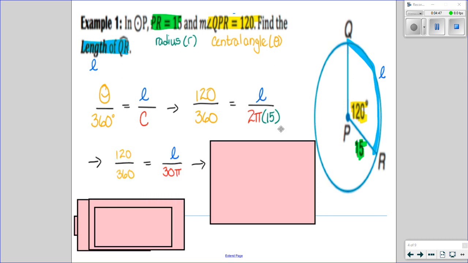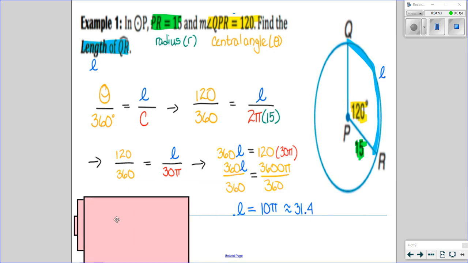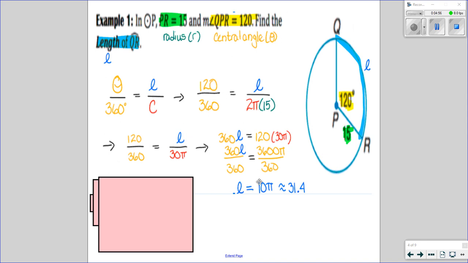Of course, you simplify. This will give you 30 pi for the circumference, and then you cross multiply, as you see here, and follow the steps in order to solve for L. Your arc length will be either 10 pi, or if you want an approximate value, 31.4. And that's how you use the arc length formula to find the arc length. Again, you're not going to use S equals pi r. That formula is for when your central angle is in radians, not degrees. Big difference.